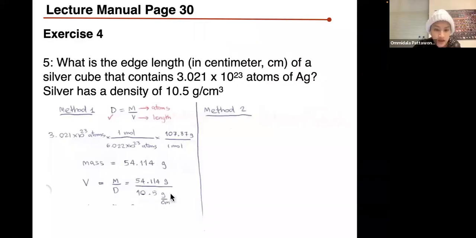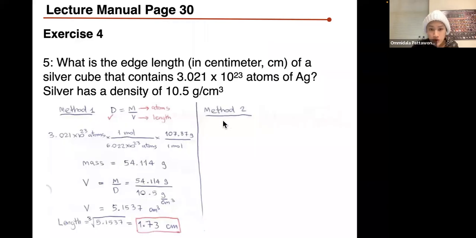Grams cancel out, so it would be like 1 divided by 1 over cubic centimeter. So you're going to flip that up. Therefore the volume will come out in cubic centimeters. Remember, this is volume, it is not the length. Because you want length, and the volume of a cube is length times length times length, since all the lengths are equal, you are going to take the cube root of this volume, and that is going to give you the length.